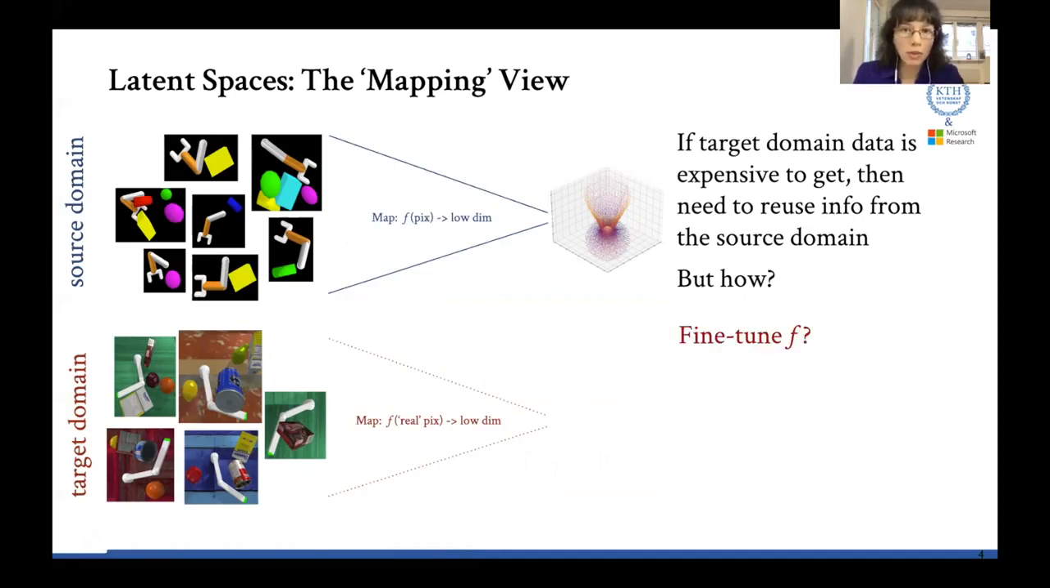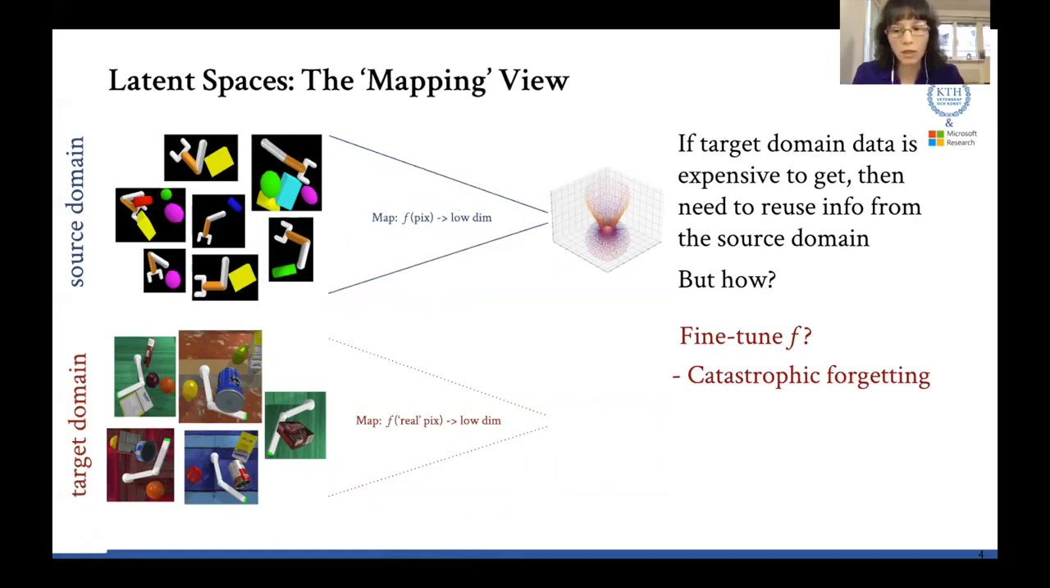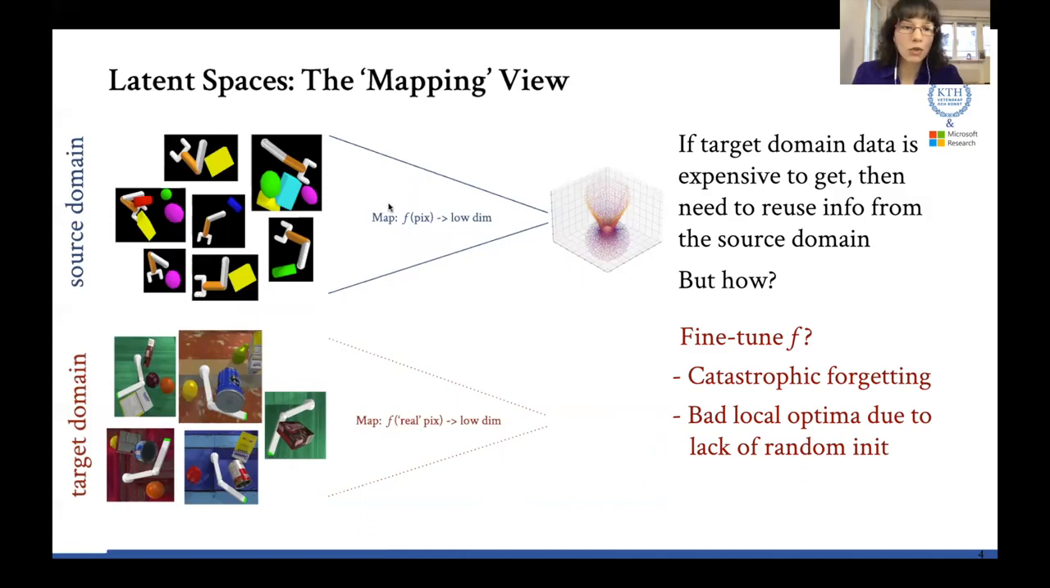So what's the problem with that? One problem is if you're using neural networks, and if these are fairly sophisticated neural nets, you would have something like catastrophic forgetting pretty quickly. You can demonstrate this in various ways. You can also have bad local optima because you will start with a representation and with this mapping that is optimal for these images, but it might not be optimal at all for these images. So rewiring it might get stuck in a local optimum, and you would get bad, fuzzy results.